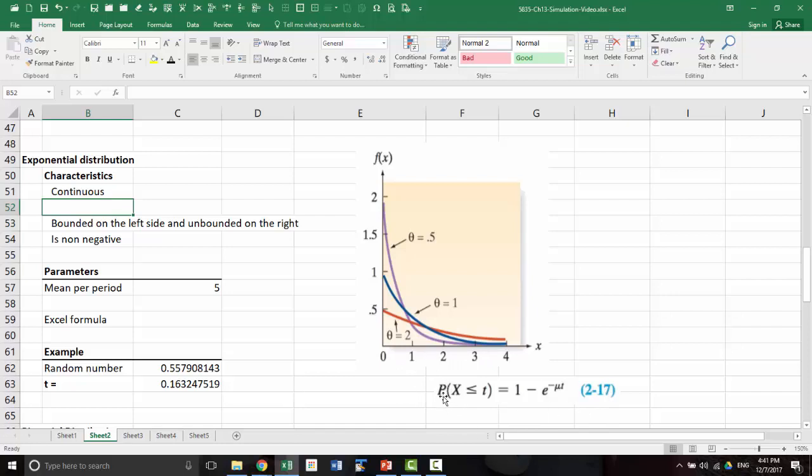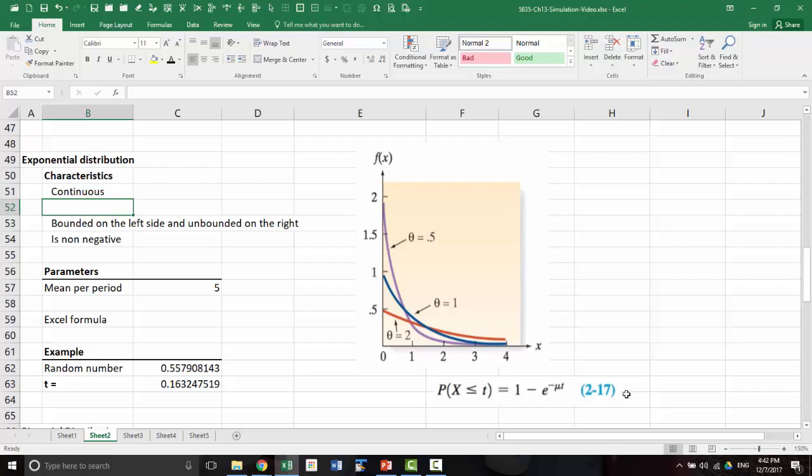So what is the probability that the random variable is less than or equal to t, the time taken for the next event? So here it will be like, how long does it take for the customer to be served, or how long does it take for the next customer to arrive, or next breakdown to occur. So how long is the time? So the probability is given by this formula, where mu is the average number of events in a time period.